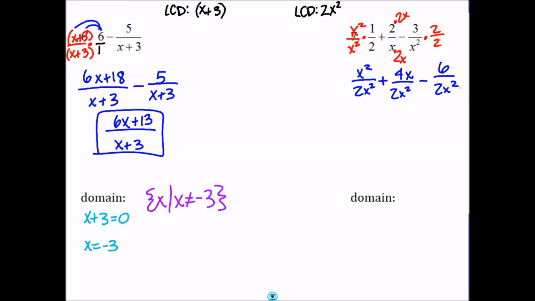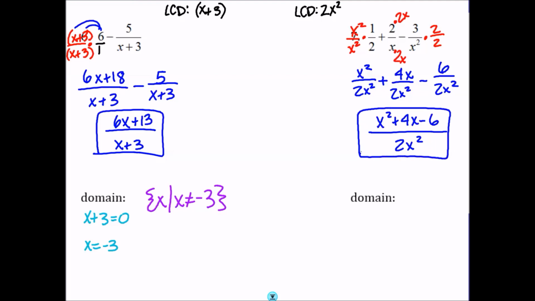So now we can just go ahead and add and subtract. So we end up with x squared plus 4x minus 6 all over 2x squared. Again, when you find the domain, just set the LCD equal to 0 and solve. So we would divide both sides by 2, then take the square root. So we get x equals 0. So our domain is x, such that x does not equal 0.